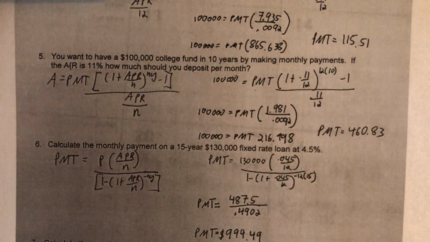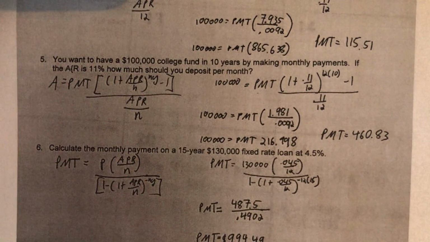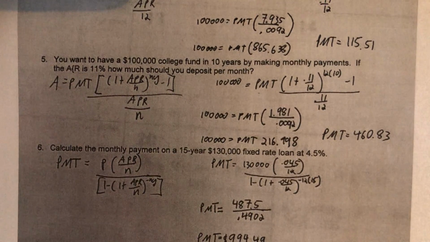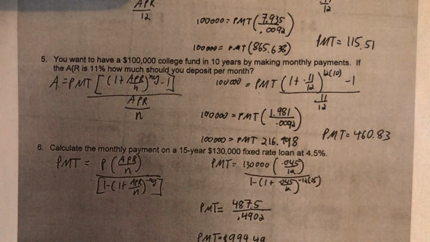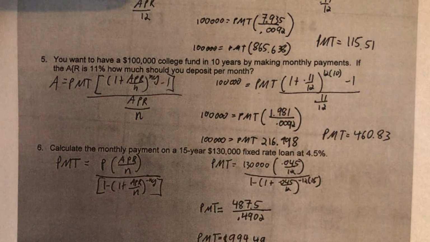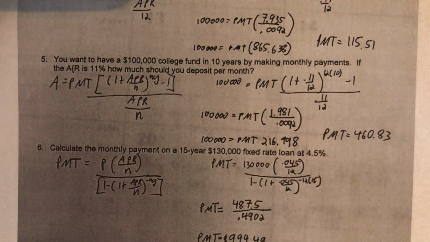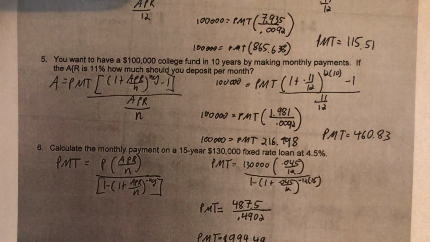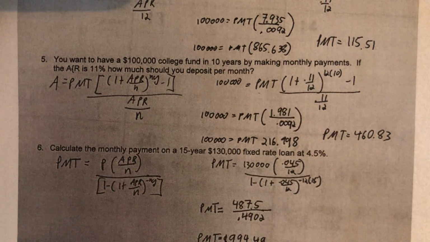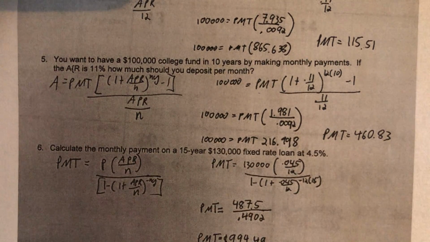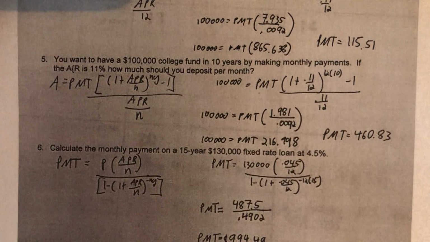All right, similar problem. Let's say you got 10 years instead of 20. The only thing that's going to change is instead of y being 20, y is now 10. That means our numerator becomes 1.981. When we divide that by 0.0092, we get 216.998. And if we divide that into 100,000, you would have to put $460.83 into the account.